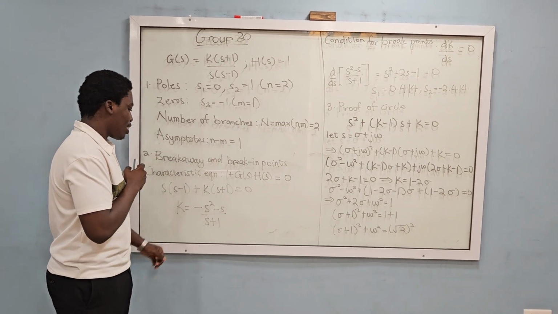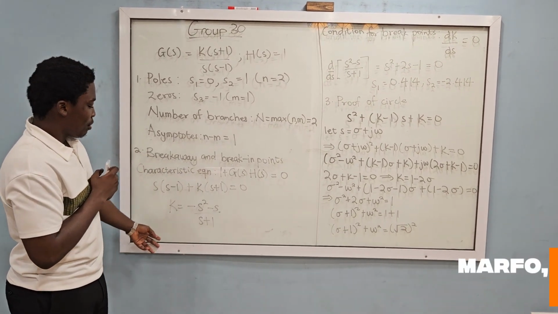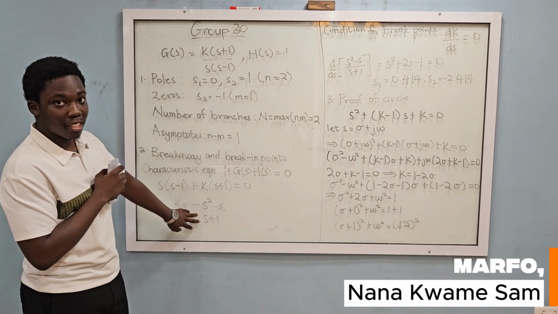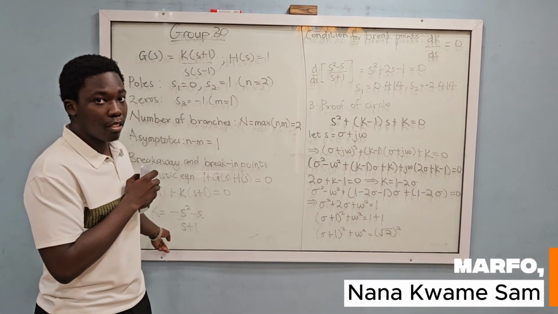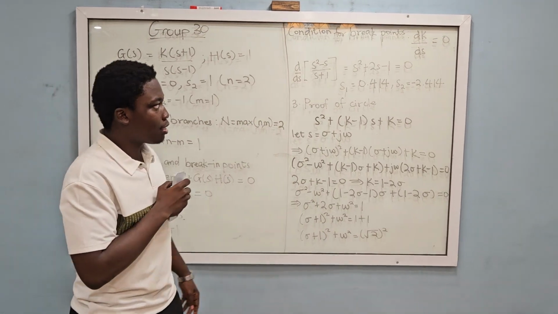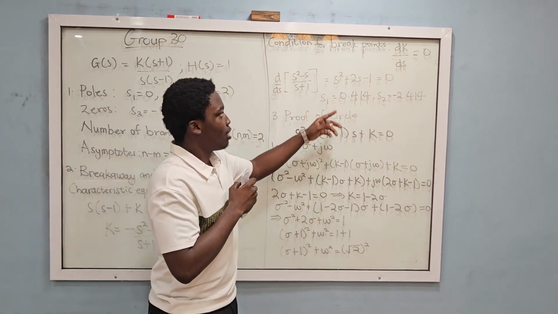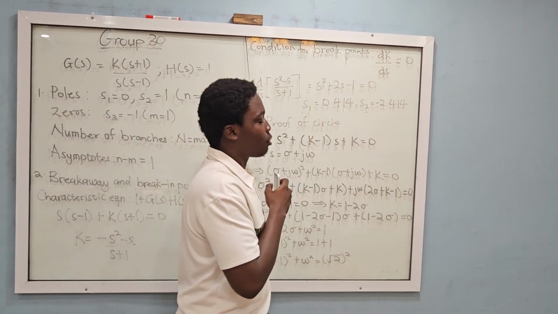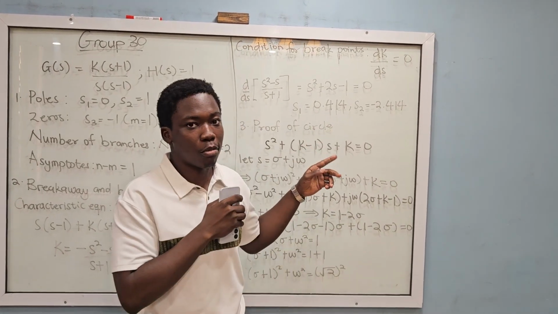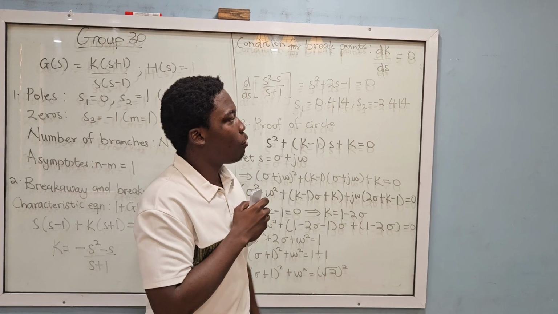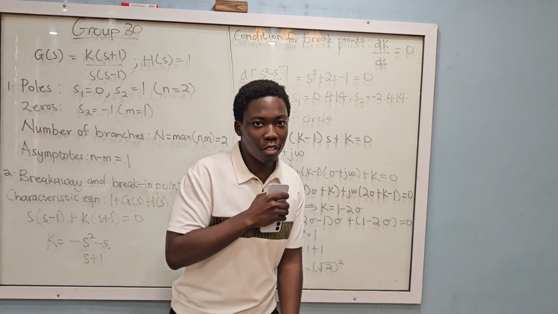To find our breakaway points, we first consider our characteristic equation, which is this. By making K the subject, we get this. Then we find the derivative of K with respect to s. We get the quadratic equation s squared plus 2s minus 1 is equal to 0. Solving the quadratic equation, we get two critical points, 0.414 and negative 2.414.